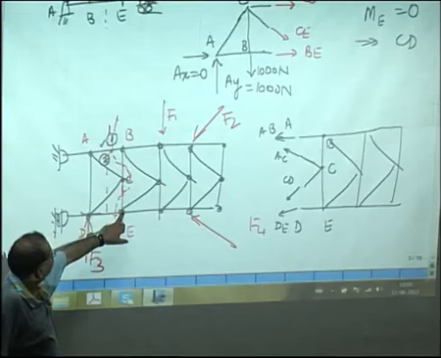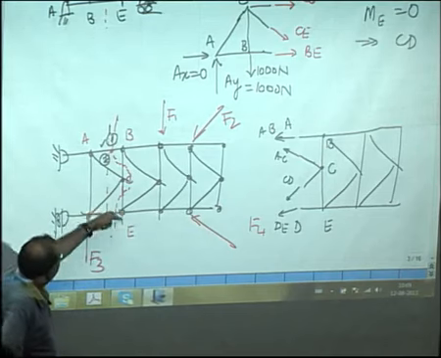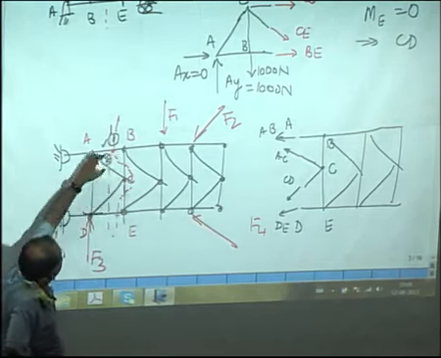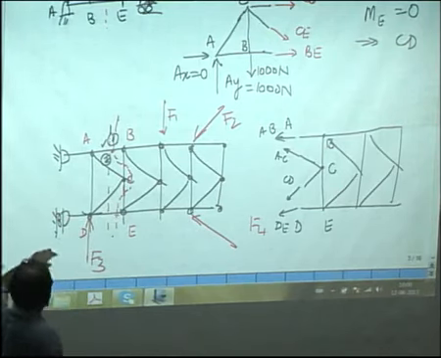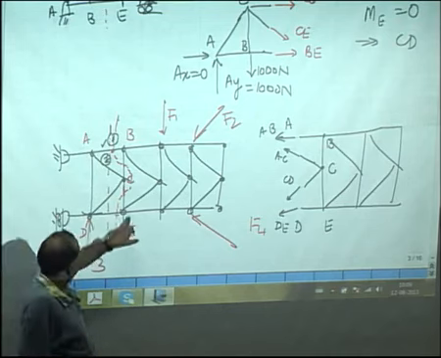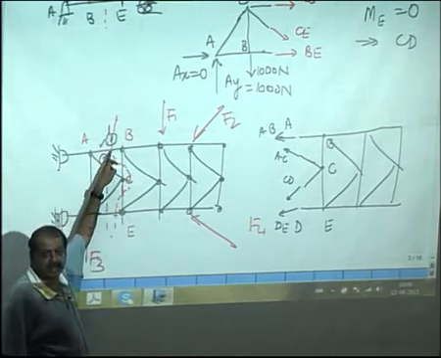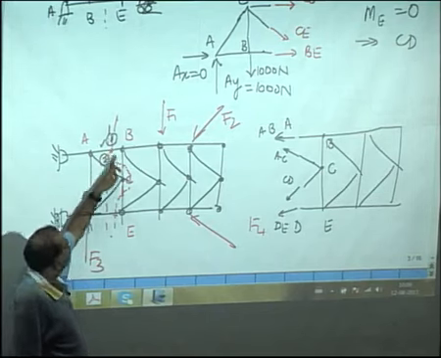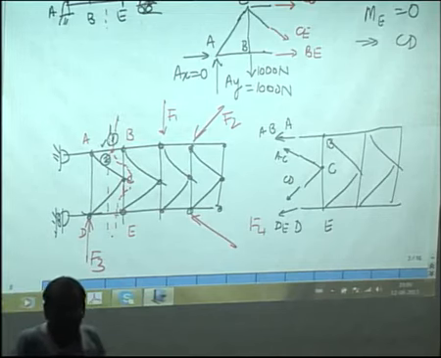If I take moments about E equal to 0, then all the 3 forces will pass through E. So therefore, by taking the second cut and taking moments about E equal to 0, I will get AB directly. Once I know AB, then I can go to the previous cut and get the value of AC.